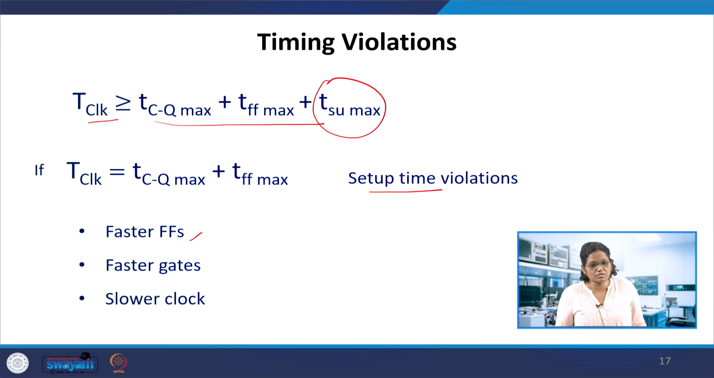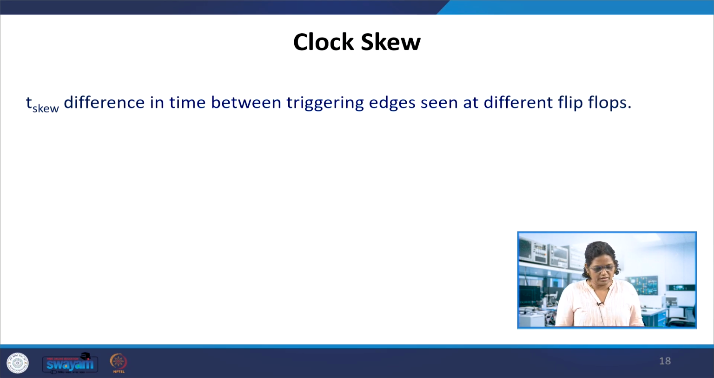So in the synthesis, after synthesis of the Verilog module, when we get into the timing analysis, this would throw an error of timing violation of setup time or hold time, and the identification of the critical path, and so on. So the clock skew is the difference in time between the triggering edges seen at different flip-flops. So, if the clock is seen by all the flip-flops at the same time, then the clock skew is 0.